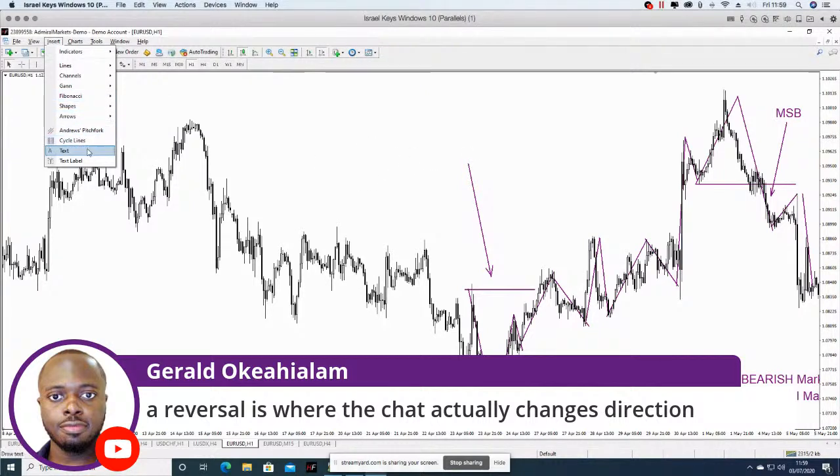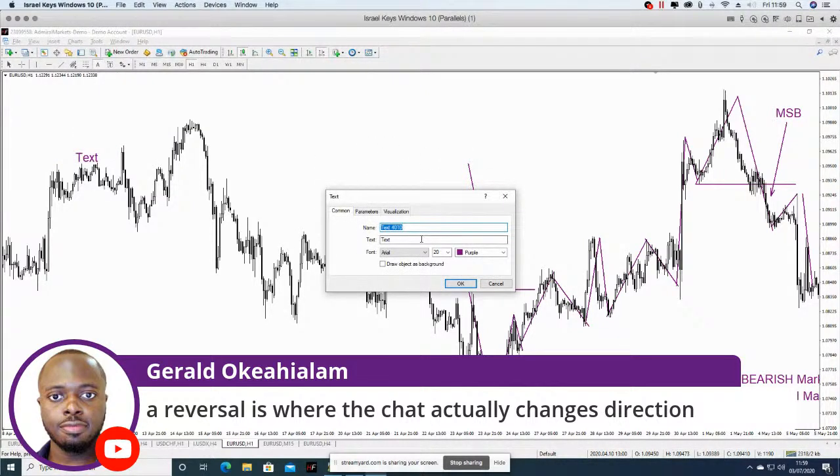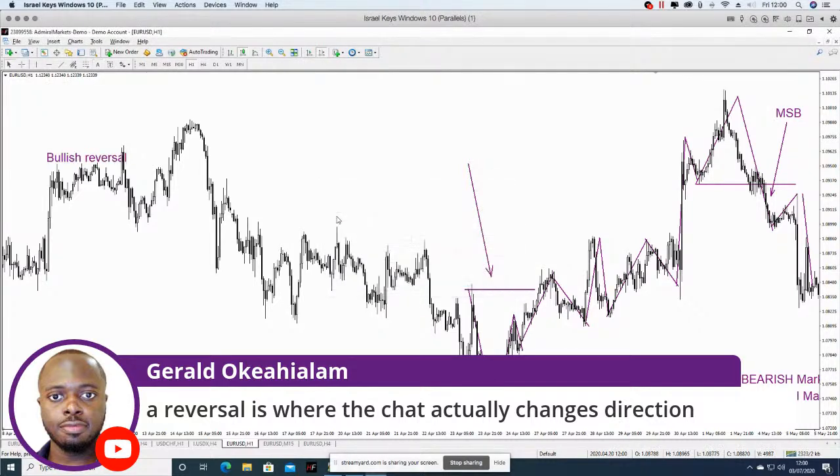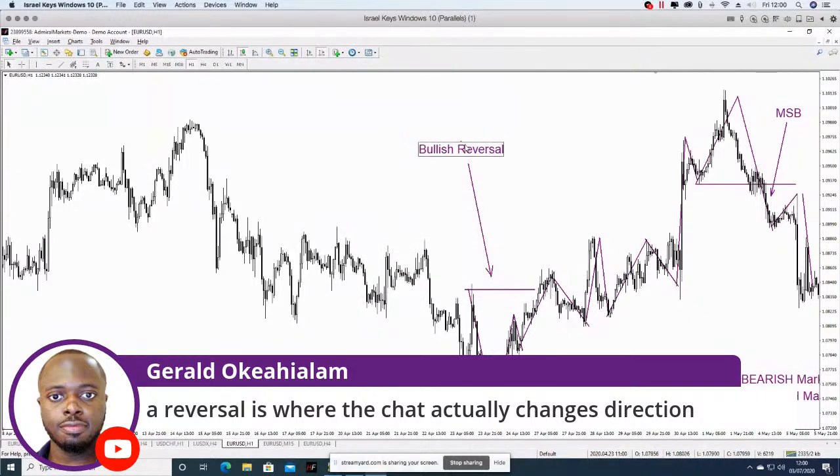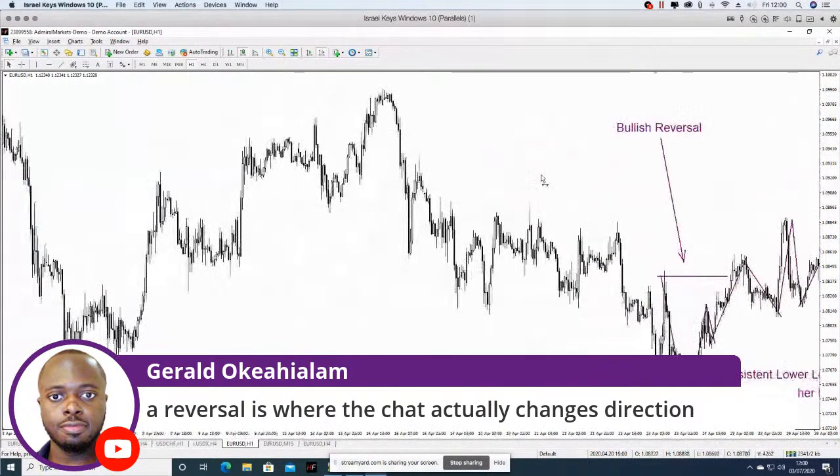So this is a bullish reversal. So you just got to capitalize that. This is a bullish reversal. Again, let me take a screenshot of that.